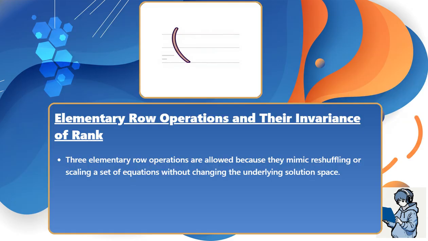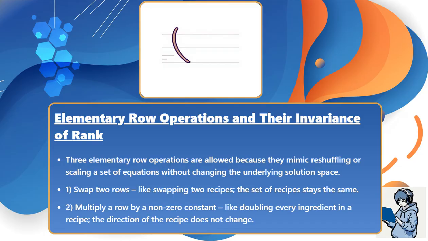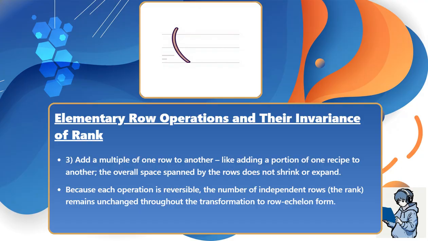Three elementary row operations are allowed because they mimic reshuffling or scaling a set of equations without changing the underlying solution space. Swap two rows, like swapping two recipes; the set of recipes stays the same. Multiply a row by a non-zero constant, like doubling every ingredient in a recipe; the direction of the recipe does not change. Add a multiple of one row to another, like adding a portion of one recipe to another; the overall space spanned by the rows does not shrink or expand. Because each operation is reversible, the number of independent rows, the rank, remains unchanged throughout the transformation to row echelon form.